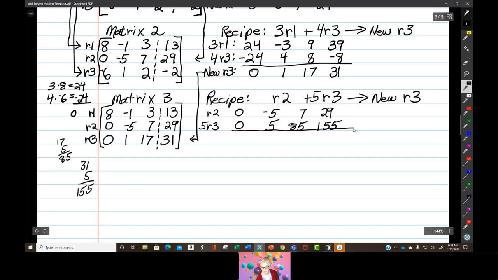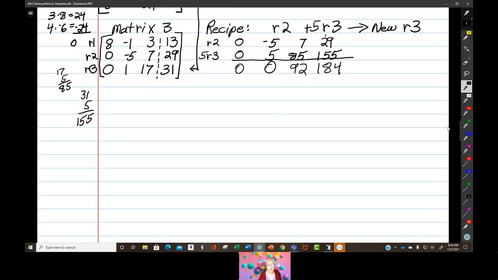So I add 0 plus 0 is 0. Negative 5 plus 5 is 0. 7 plus 85 is 92. And 155 plus 29. 9 plus 5 is 14. Carry the 1. 1 plus 2 is 3. Plus 5 is 8. Bring down the 1. Okay. Now this is my new row 3. And let's get rid of that. Okay. So matrix four.